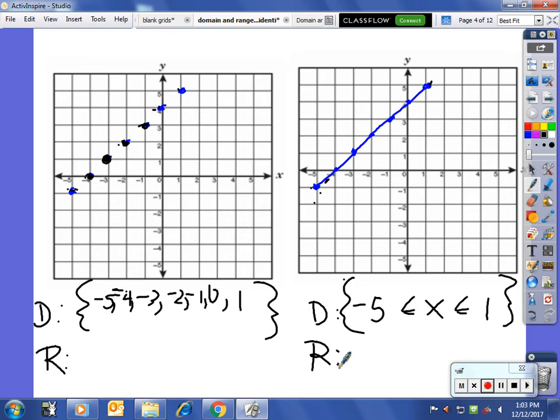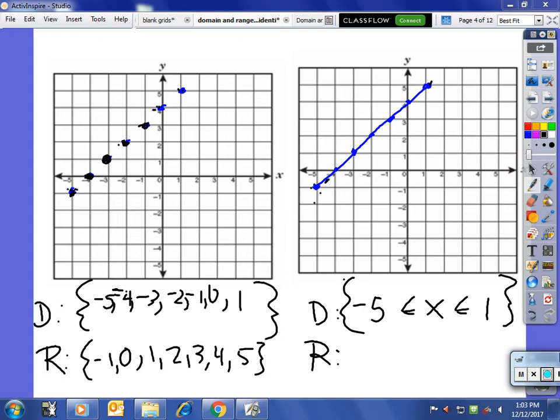Alright, on this first picture, the one that's not continuous, you have to list them. This y value is -1. That one's 0, 1, 2, 3, 4, 5. Now, the range on this second picture, you can't do that. You've just got to talk about the lowest and the highest. The lowest value is -1. The highest is 5. So that would be -1 is less than or equal to y is less than or equal to 5.